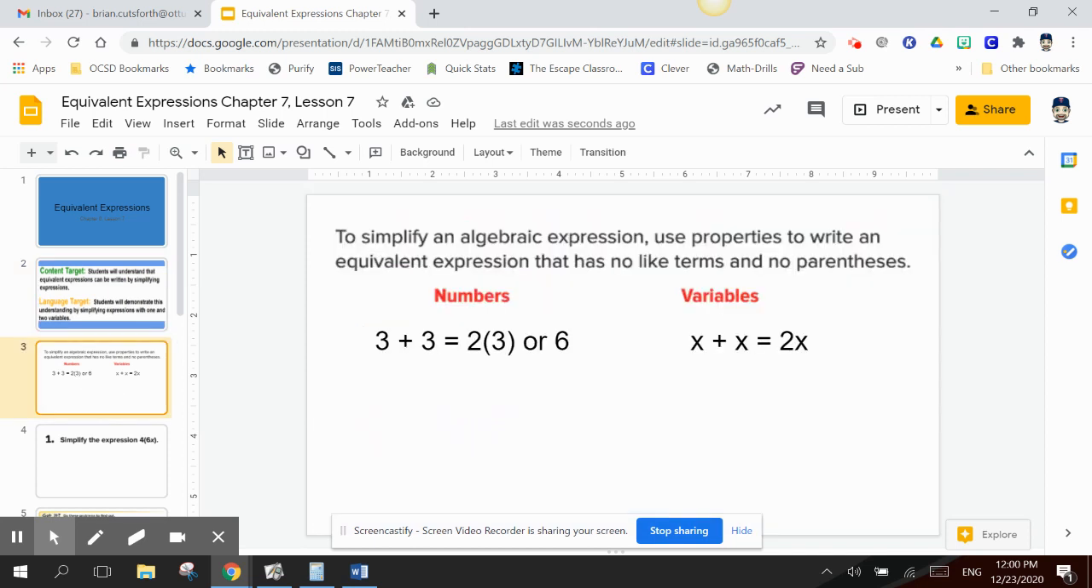So to simplify an algebraic expression, use properties to write an equivalent expression that has no like terms and no parentheses. No like terms, no parentheses. Such as 3 plus 3, that would be the same as 2 times 3 or 6. We want to make sure we get rid of those. Numbers stay with numbers, variables stay with variables. X plus x, there's 2 of those, so you write it as 2x or 2 times x.